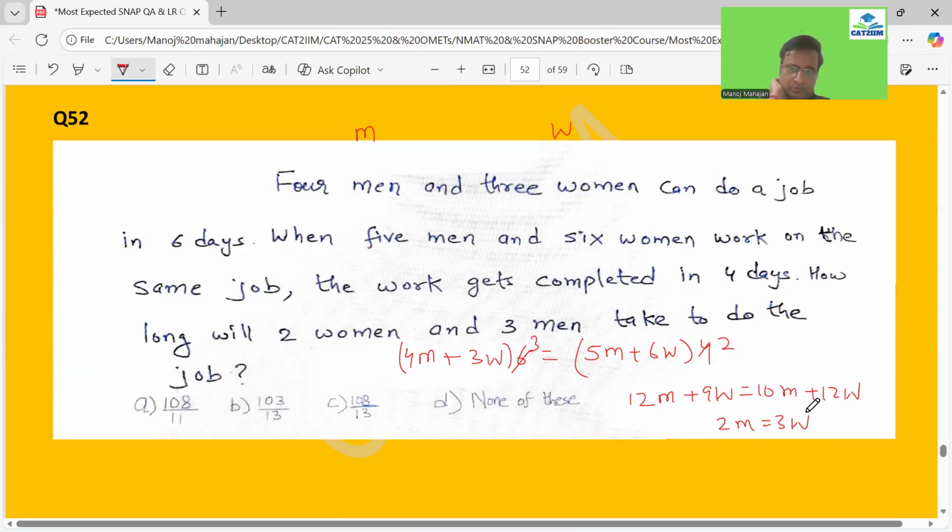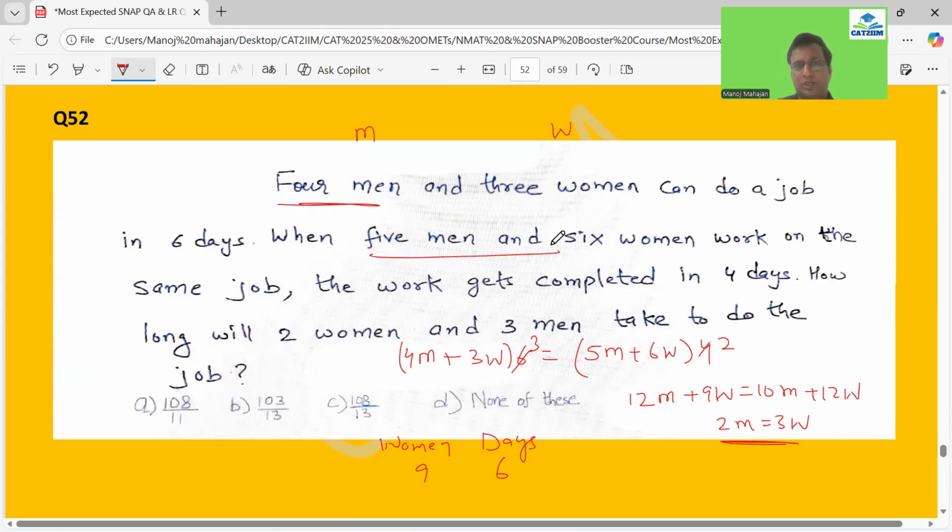Okay, so 2 men is the same as 3 women, which we were able to figure out, right? Now to get the answer, either convert the entire data into men or into women, the choice is yours. Let's say I convert into women. So 4 men would be equivalent to 6 women. 6 plus 3 is 9. So how many women we have is 9. How many days are they working? 6, right?